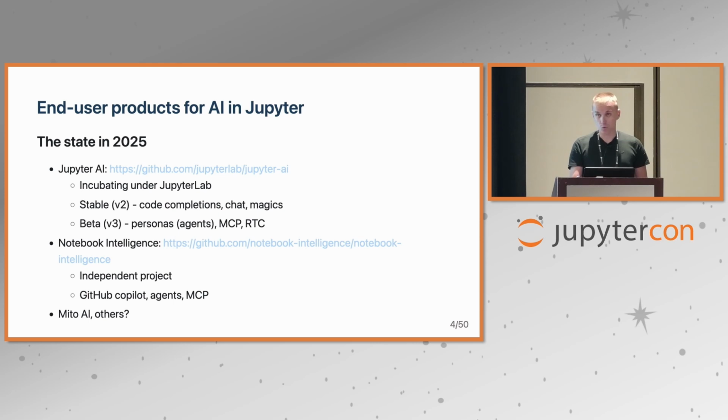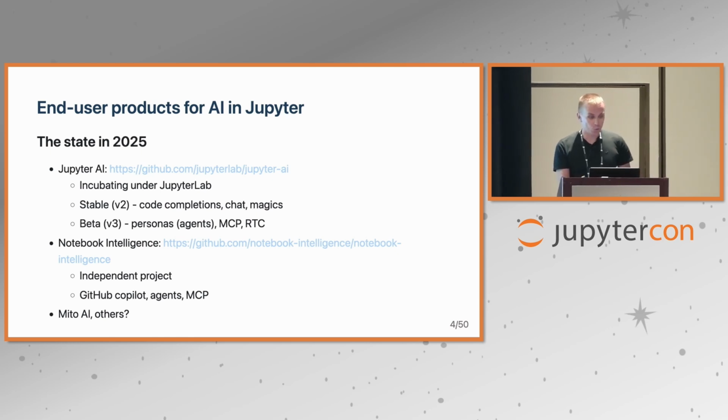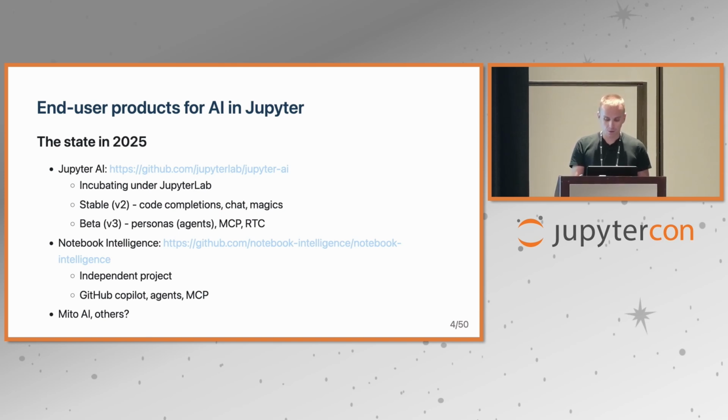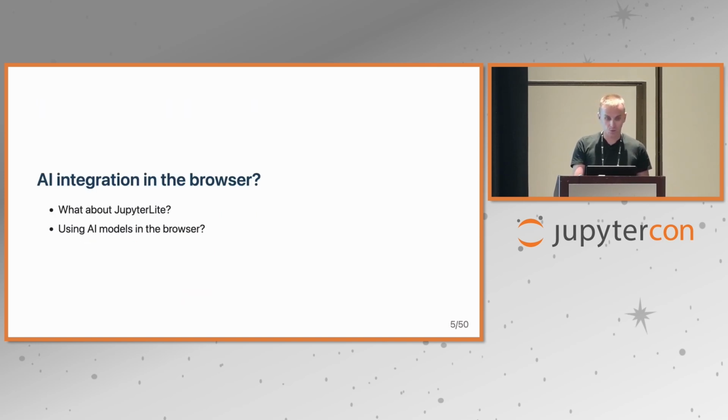But I wanted also to mention other projects such as Notebook Intelligence, which was developed by a former Jupyter contributor, which I hope will come back and contribute to Jupyter AI contrib as well. And there are a bunch of other projects such as Mito AI, and maybe many others out there. But I looked at many of these projects, but none of them really fitted the kind of browser-based approach that I wanted to have, especially in the context of JupyterLite. So the question is, how do we make this work in JupyterLite?